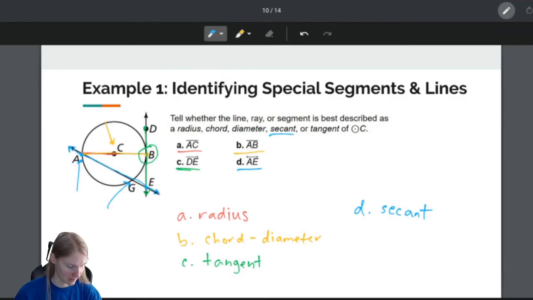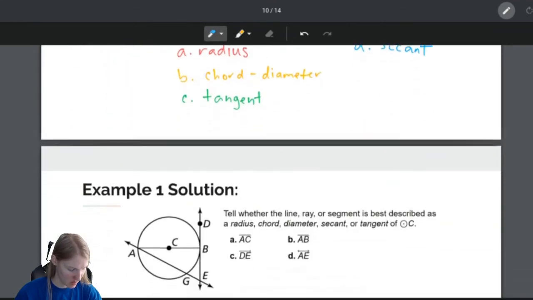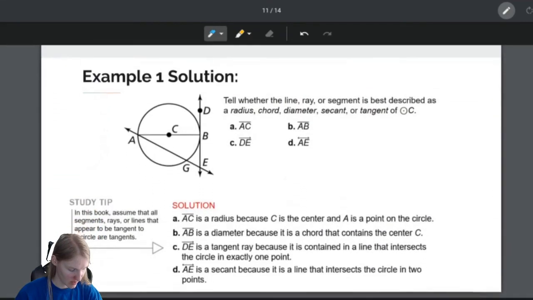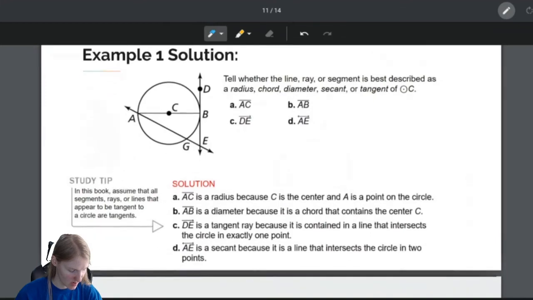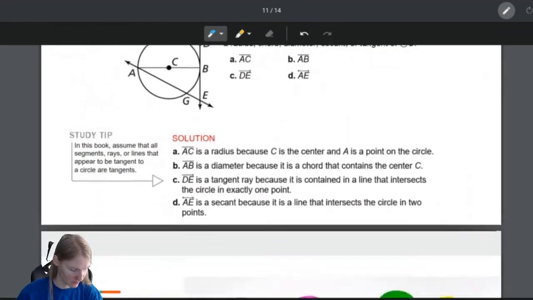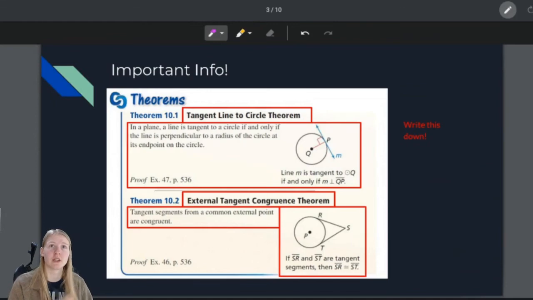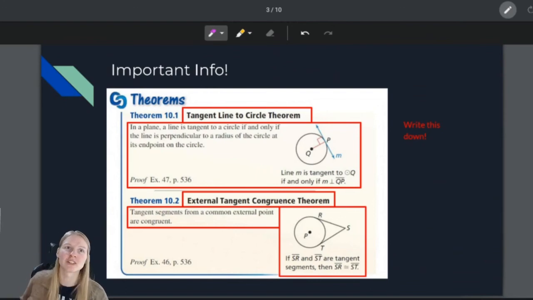Wonderful. All right, let's check and make sure that we were right. A is a radius, AB is a diameter, DE is a tangent ray, AE is a secant. Beautiful. Please pause this video and write down these theorems because they are important. Unpause when you're ready so that we can chat.